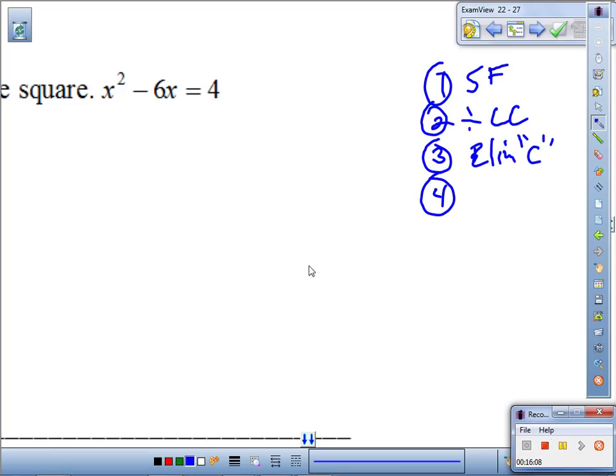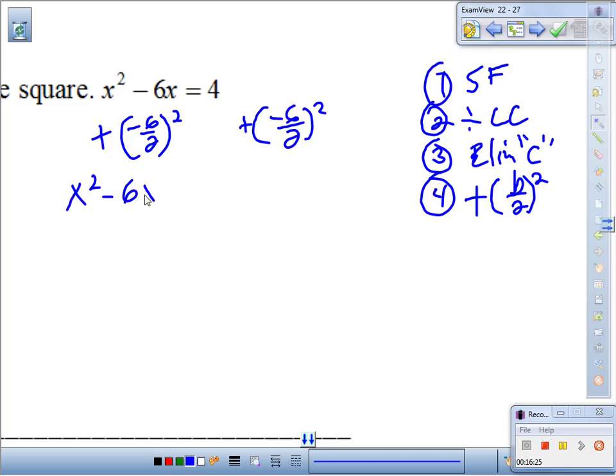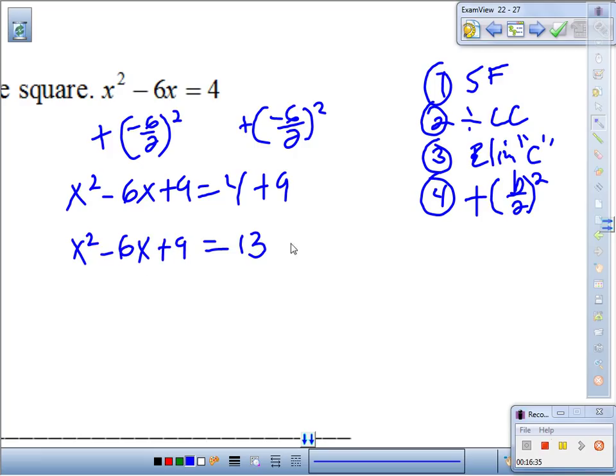All right, here it goes. Next step was to add b over 2 squared to each side. What is b? Negative 6. So we add negative 6 over 2 squared to each side. So this becomes x squared minus 6x plus 9 equals 4 plus 9. Is that correct? Can I simplify the right side? Yes. X squared minus 6x plus 9 equals 13.